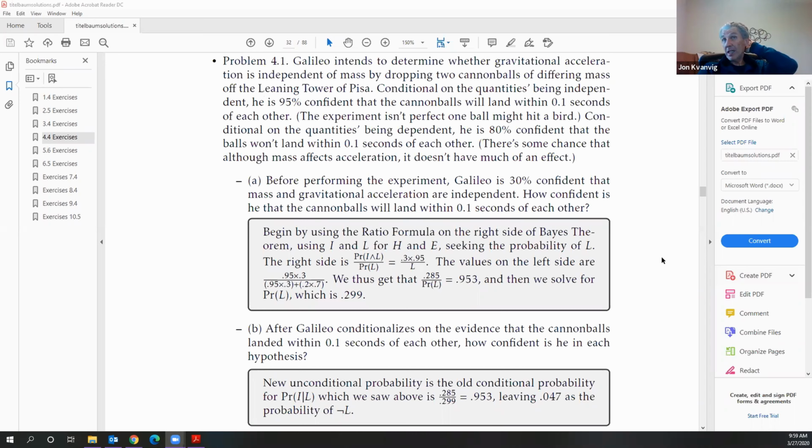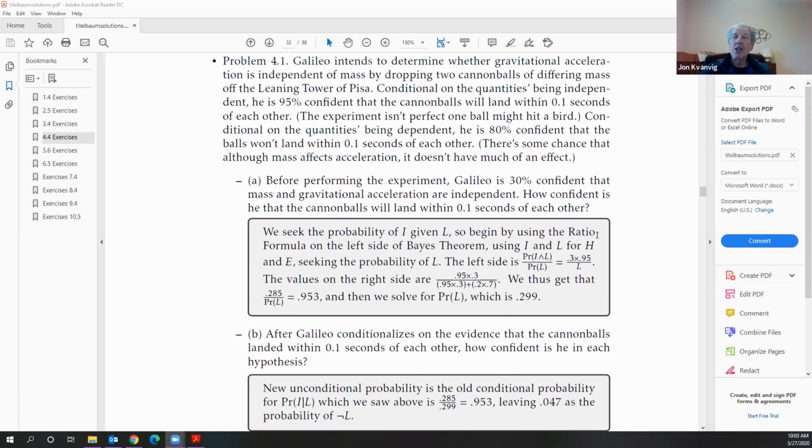Before performing the experiment, Galileo is 0.3 confident that mass and gravitational acceleration are independent. How confident is he that the cannonballs will land within 1/10 of a second of each other? Begin by using the ratio formula on the left side of Bayes' theorem, using I and L in place of H and E, seeking the probability of L.